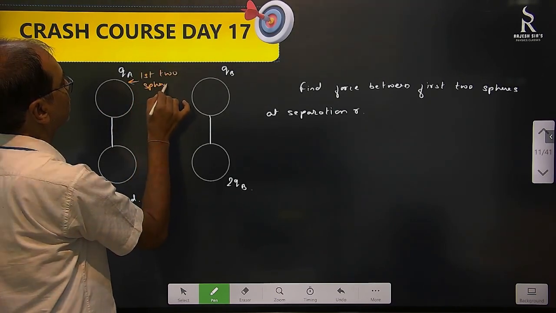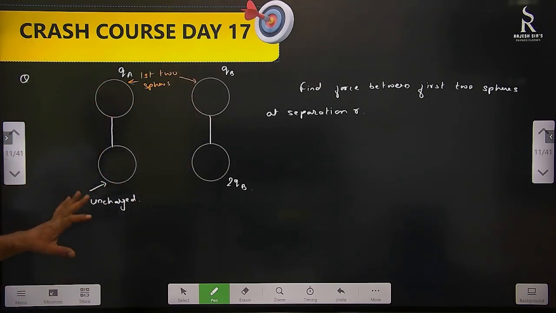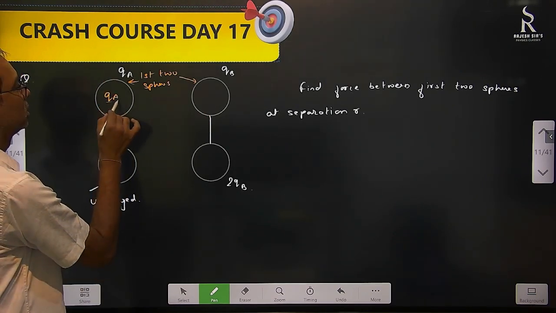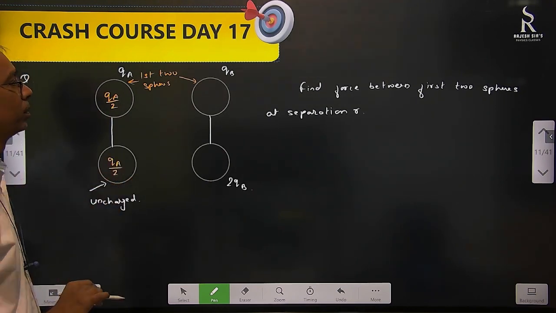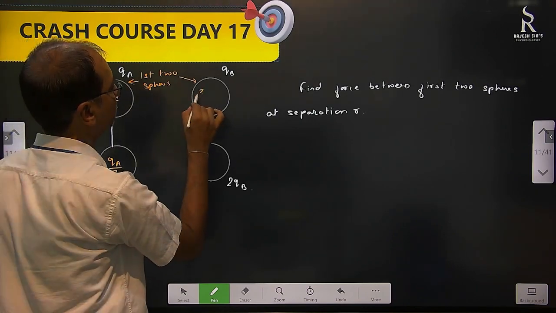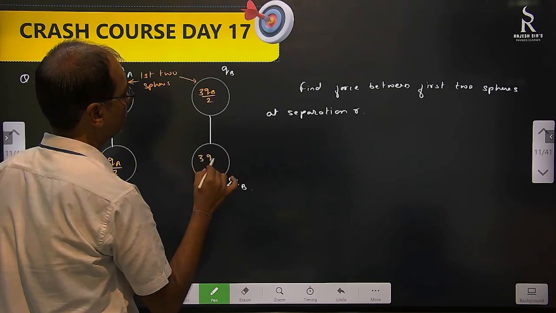So what we did? We touch the first sphere with the uncharged one. What will happen? We know that both will have equal charge then. Here the charge is QA by 2 and here the charge is QA by 2. Here is QB and 2QB, so here the charge will become 3QB by 2, and here also 3QB by 2.